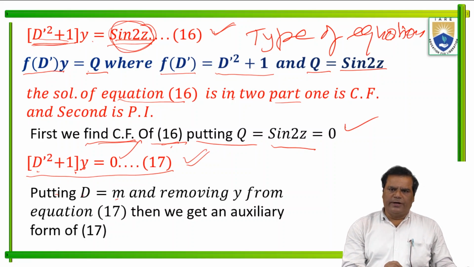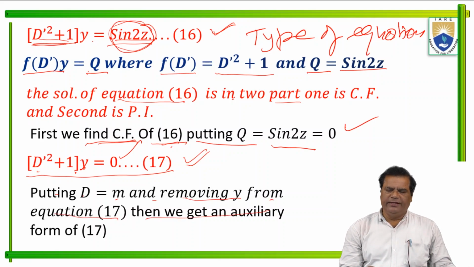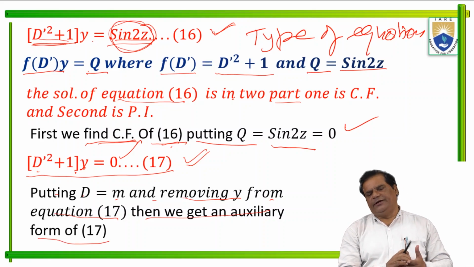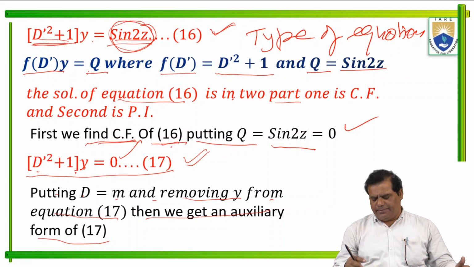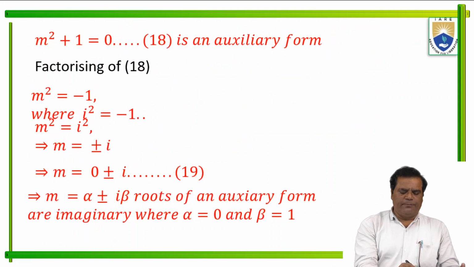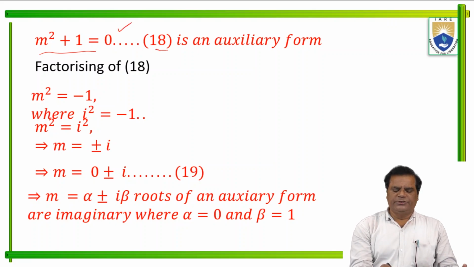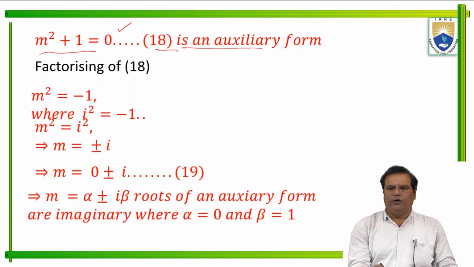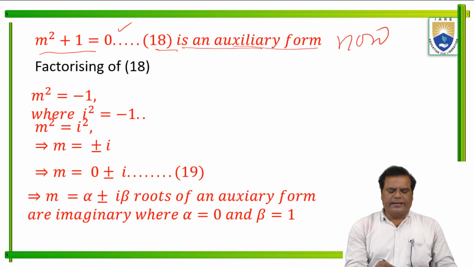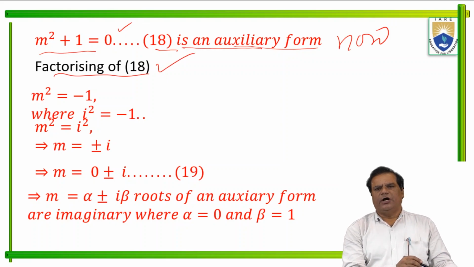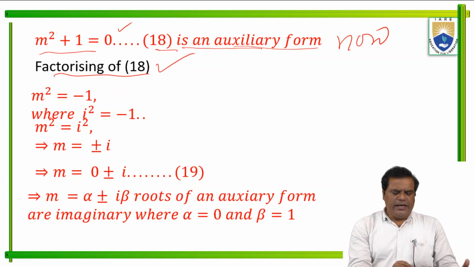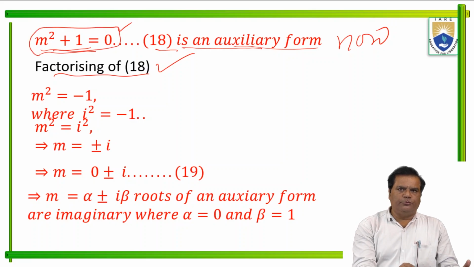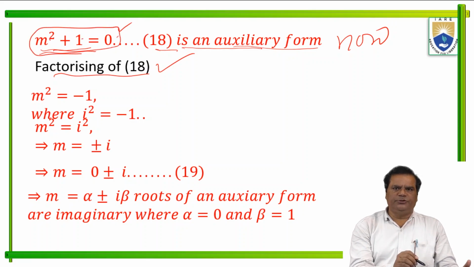So putting D equal to m and removing y from equation 17, we get the auxiliary form of 17. Auxiliary form means an equation in m. So we get m square plus 1 equal to 0. This is equation 18, the auxiliary form. Now, how can we solve this equation? m square plus 1 equal to 0.